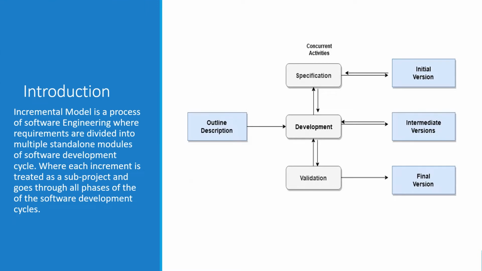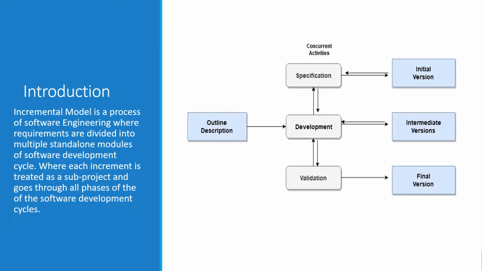So what is the incremental model? The incremental model is a process of software development where requirements are broken into multiple standalone modules of the software development cycle. In this model, each iteration goes through the requirement, design, implementation, and testing phases, where every subsequent release of the module adds function to the previous release. The process continues until the complete system is achieved.